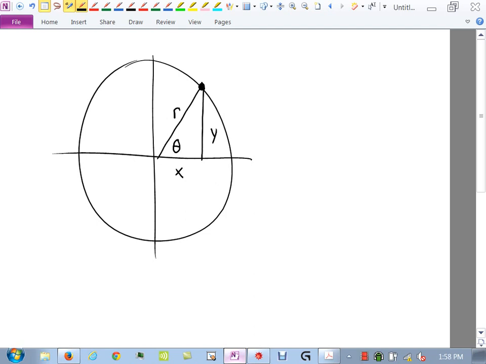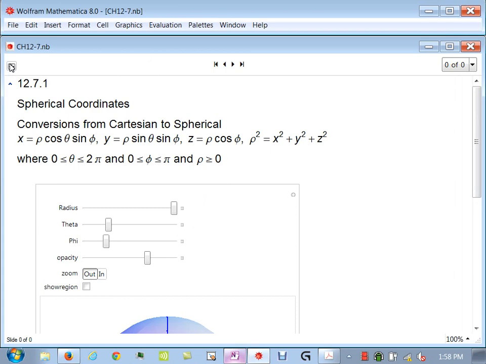I offer you as a bonus to do a similar construction for the conversions from Cartesian to spherical. Understand? So show with some pictures that x is going to be equal to rho cosine theta sine phi, that y is going to be equal to rho sine theta sine phi, and that z is going to be equal to rho cosine phi, and that rho squared is equal to x squared plus y squared plus z squared. What do we think? Do next time with your mini exam? Okay. That's what we'll do. For bonus.